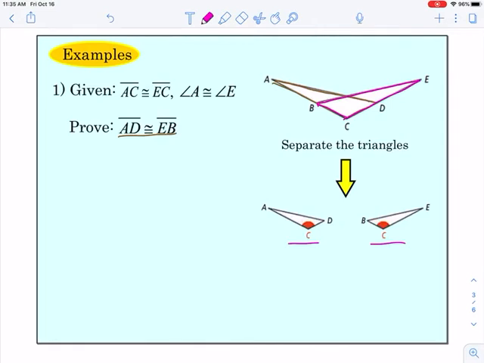All I did was pull that brown triangle down to there, and the purple triangle, or pink triangle, whatever color you think it is, down to there. So again, to do my proof, I need statements and reasons.